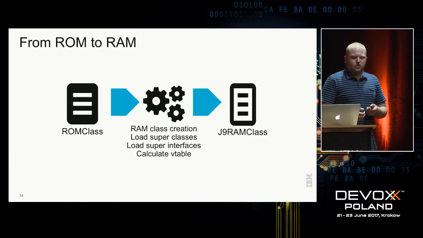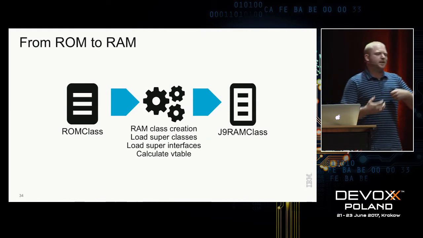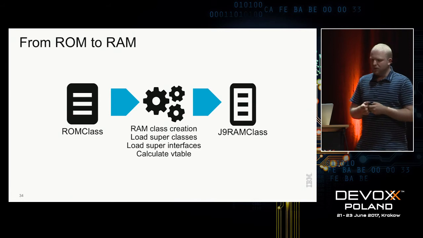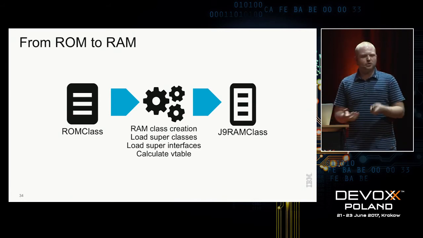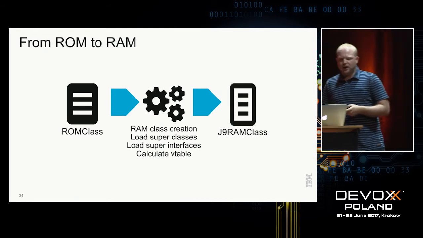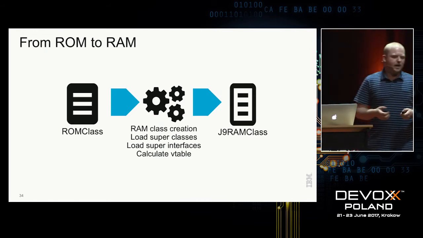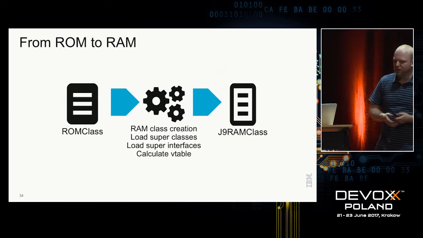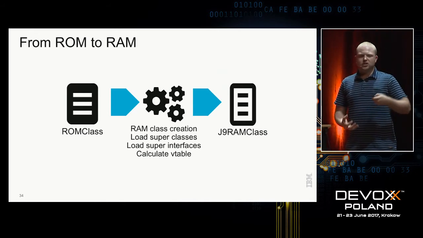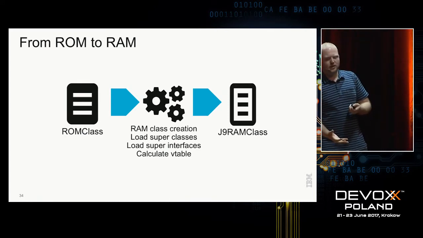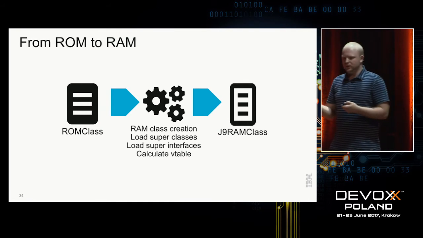So the RAM class describes how this class is represented in this instance of the JVM. When we loaded the ROM class, we got the exact same result every time, but when you create the RAM class, that's going to be different for each JVM. First of all, because all the pointers are going to be different, because you're in a different area of memory, but also because it suddenly starts depending on its context. So if you change something in the superclass, that's going to be reflected in the subclass.